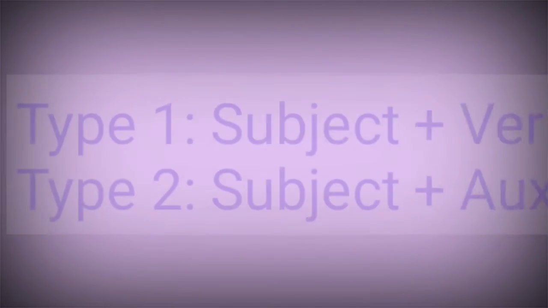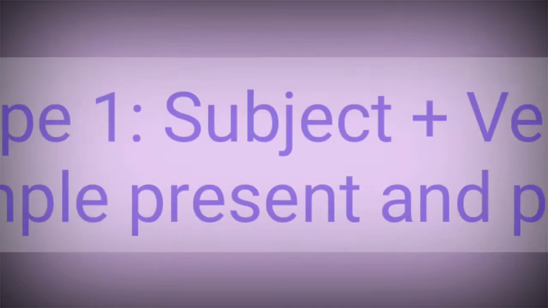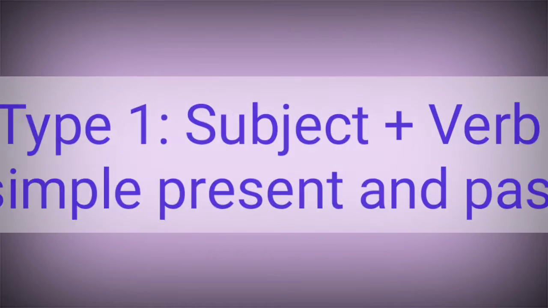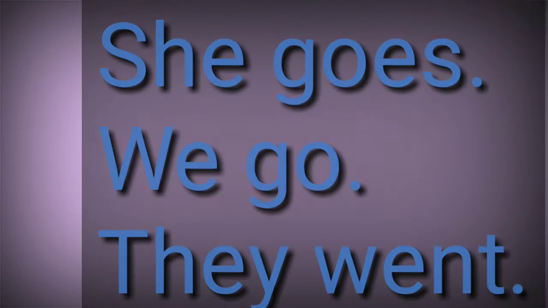An English sentence may have two kinds of structures: subject followed directly by a verb and subject followed by an auxiliary verb followed by the main verb. Type 1. If the subject is followed directly by the main verb, the form of the verb must be in the simple present or simple past. Examples: she goes, we go, they went.